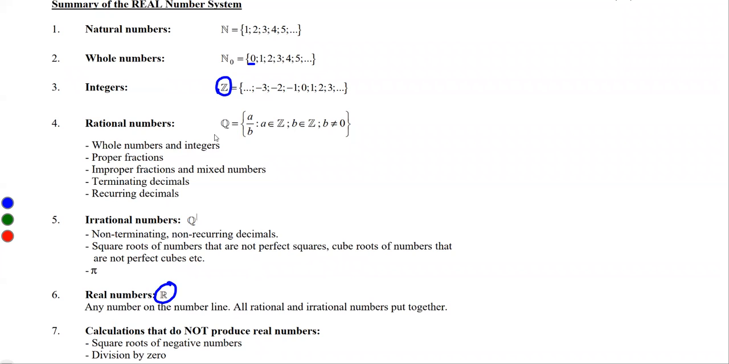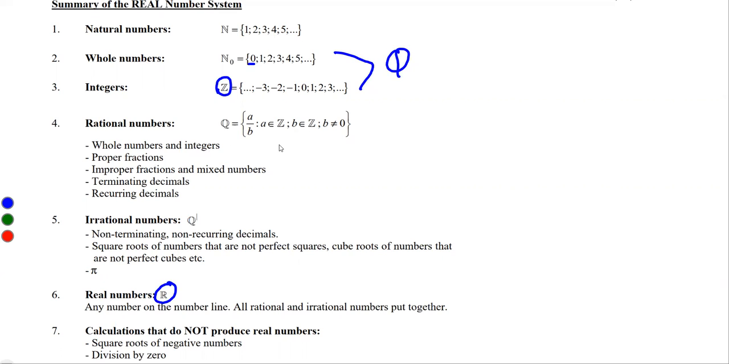Now, rational numbers. These numbers can be expressed as a fraction, a over b, where a has to be an element of the integers, and b is also an integer. But b must not be equal to 0, because once we have 0 there, it means that it's undefined. Now, what are examples of rational numbers? Whole numbers and integers. So all these two here fall under rational numbers. Then we have improper fractions and proper fractions.